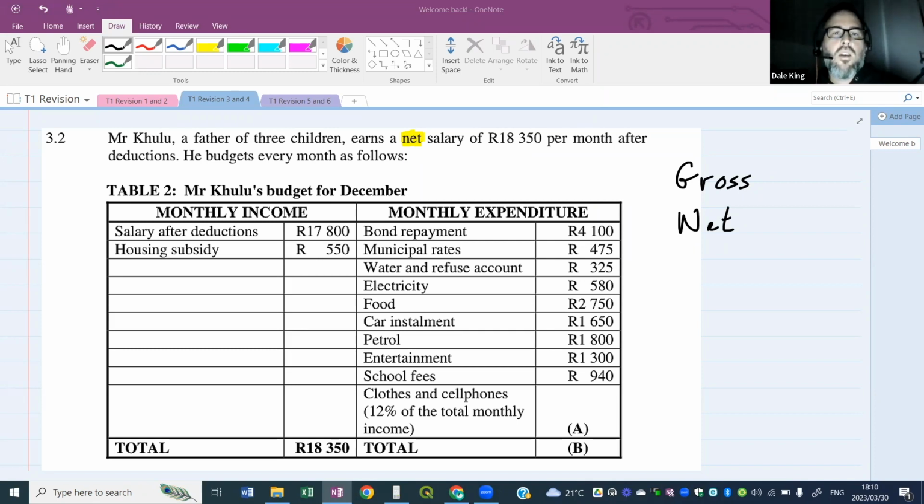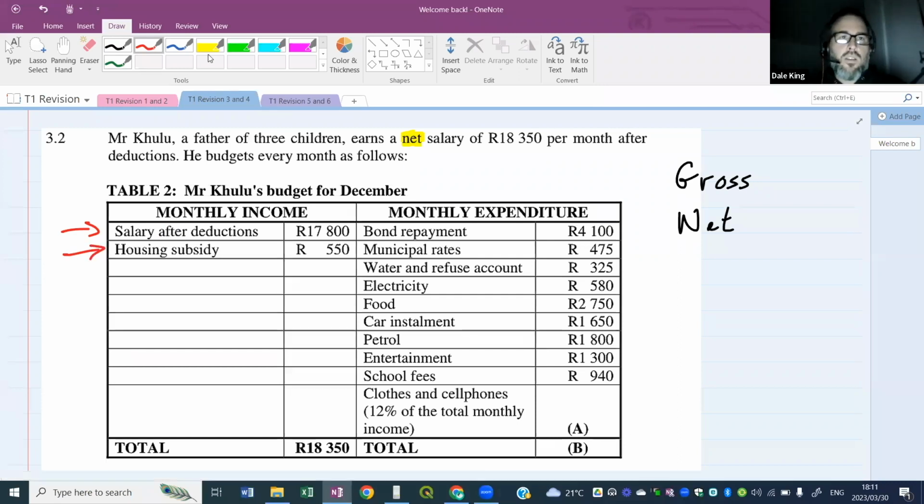So it says here, earns a net salary of 18,350 per month after deductions. Okay, so net is after deductions. All right. So we can see here in the budget, we have his salary after deductions. They even wrote the word there, after deductions again. That's the net salary that's coming in there. And there's a housing subsidy as well.